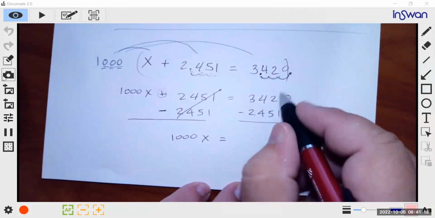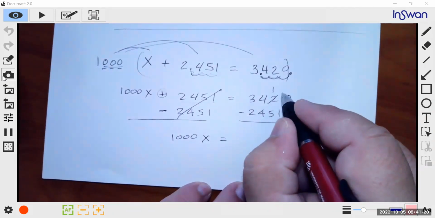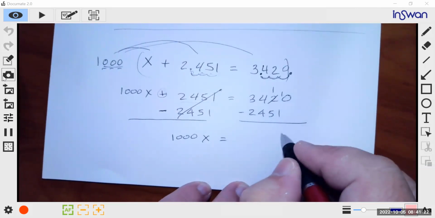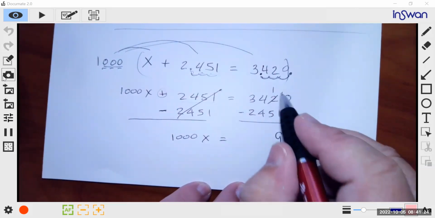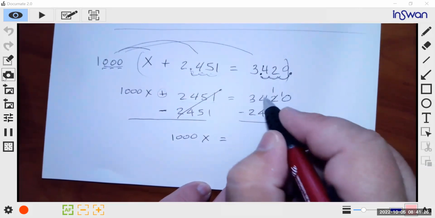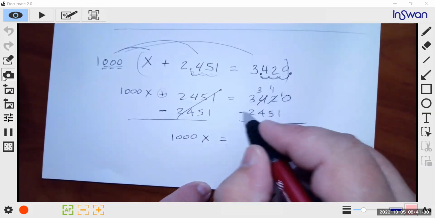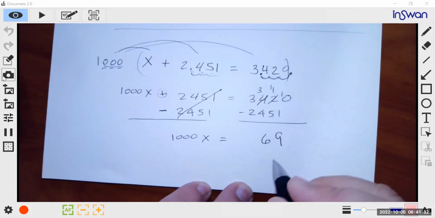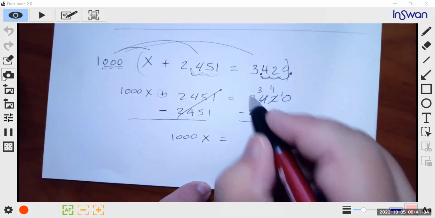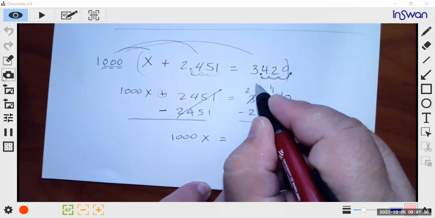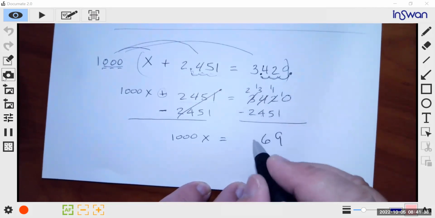Zero minus 1 you can't do, so I got to borrow 1. 10 minus 1 is 9. 1 minus 5 I can't do, so I got to borrow 1. 11 minus 5 is 6. 3 minus 4 I can't do it, so I got to borrow another 1. 13 minus 4 is 9.